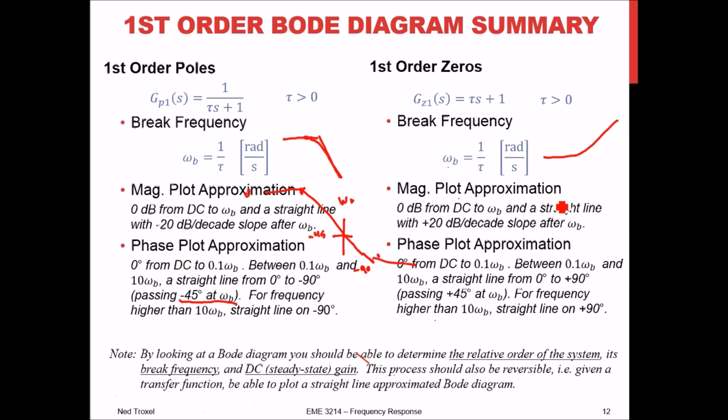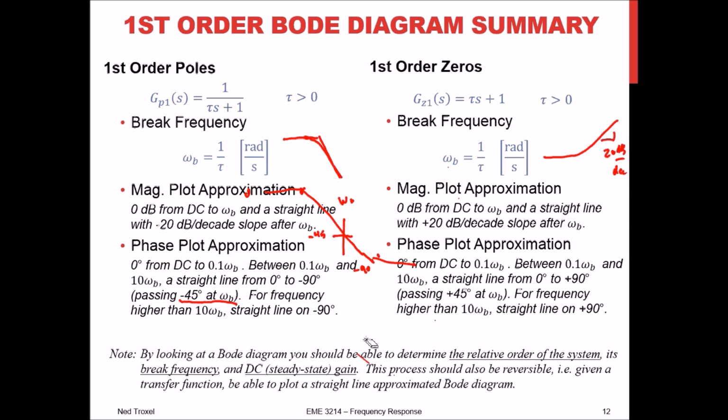The same thing goes for the zeros. We go 0 dB until the break frequency, and then we go up at that slope of 20 dB per decade.